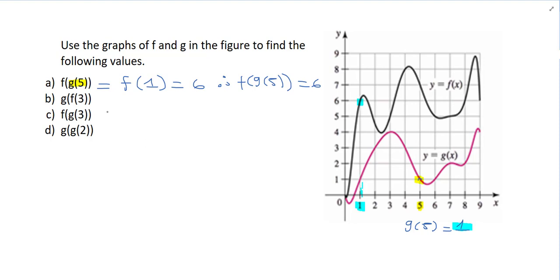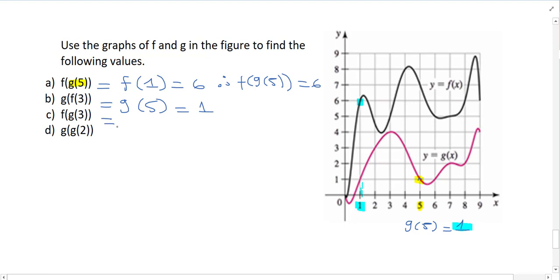What did you get? Hopefully you got 1. So for g of f of 3, we look at f of 3 first. So 3, and then go to f, so that's 5. So we're really finding g of 5, which we already found in part A, right? g of 5 was 1.